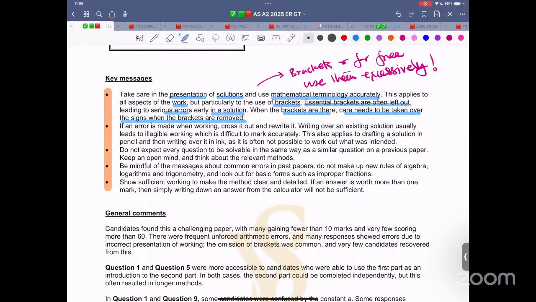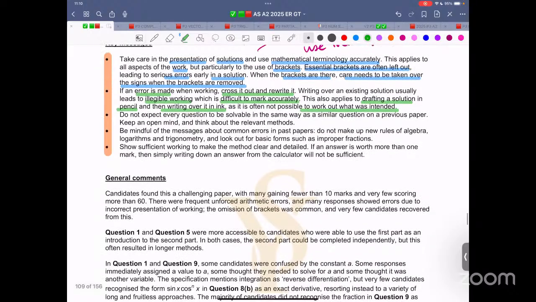Now, further on, it says, if an error is made when working, cross it out and rewrite it. Writing over an existing solution usually leads to illegible working, which is difficult to mark accurately. And the same thing goes for a pencil and pen combination. Never do that. This also applies to drafting a solution in pencil, and then writing over it in ink. It is not possible to work out what was intended. And of course, there are scanning issues also.